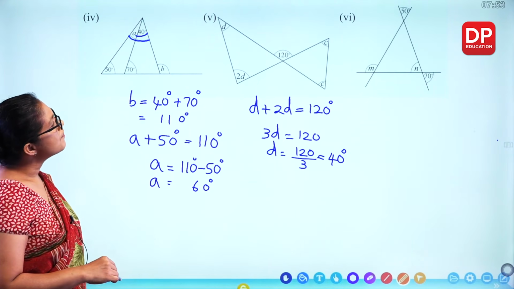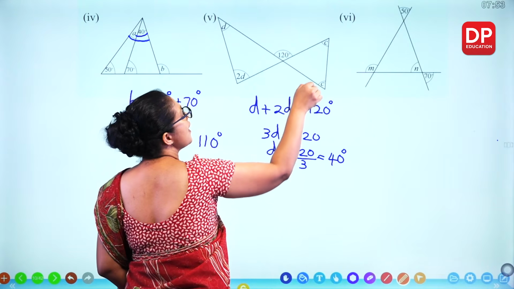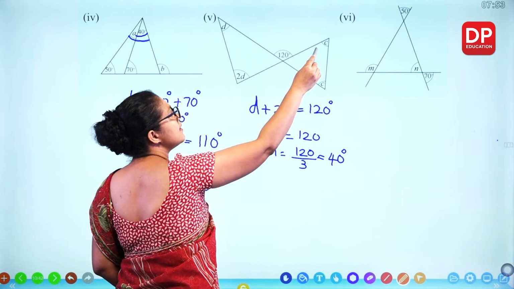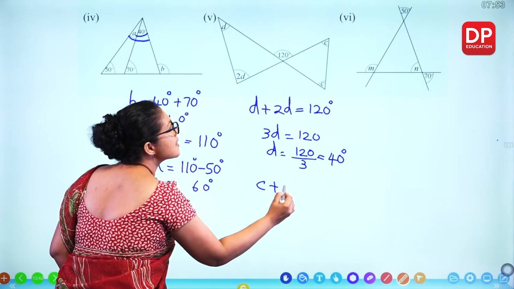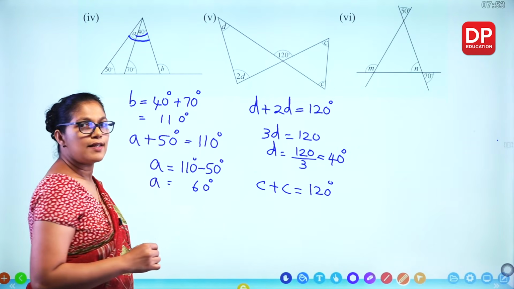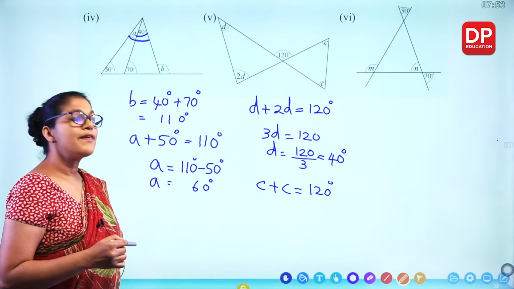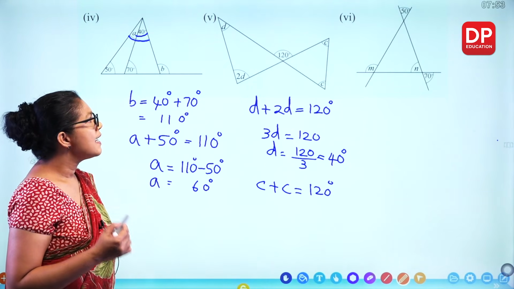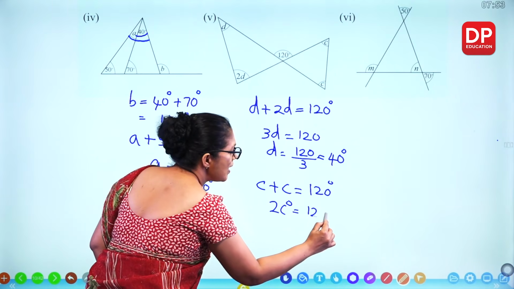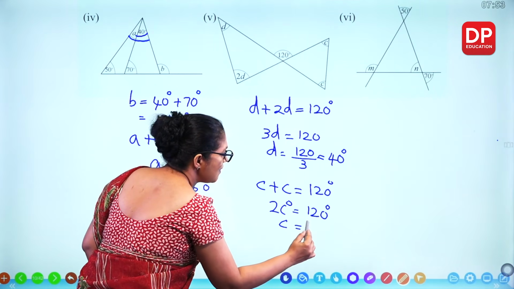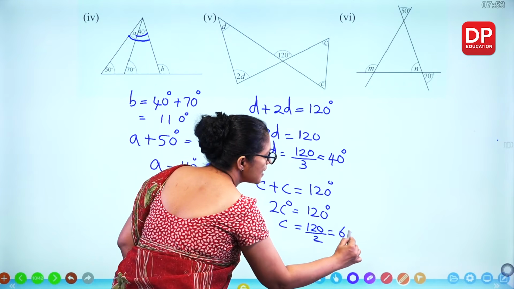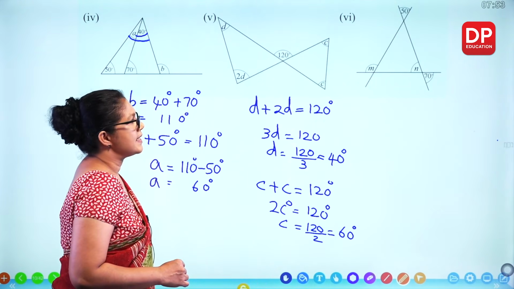Now after you get this one, we need to find out C angle. When you look at this triangle, I can see C plus C should be equal to 120. Sum of opposite interior angles add up to the exterior angle. So 2C equals 120. What's the C value? 120 divided by 2, you get 60 degrees.